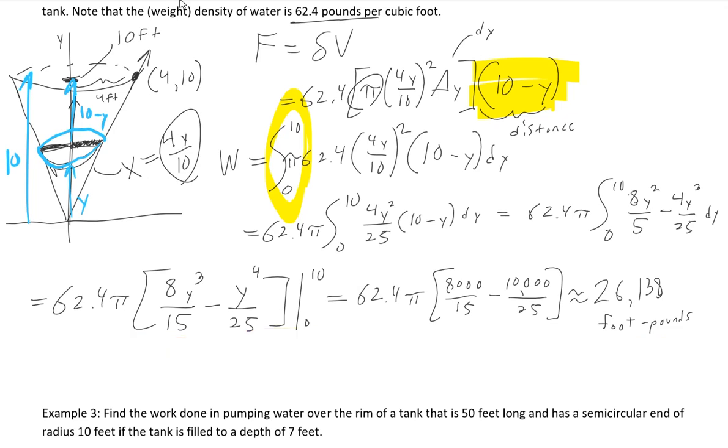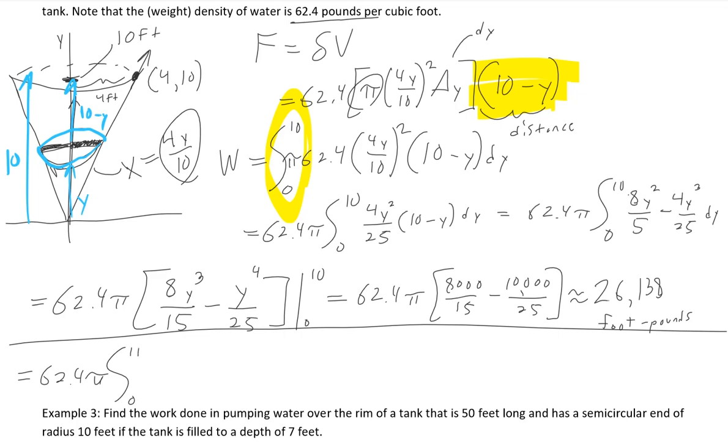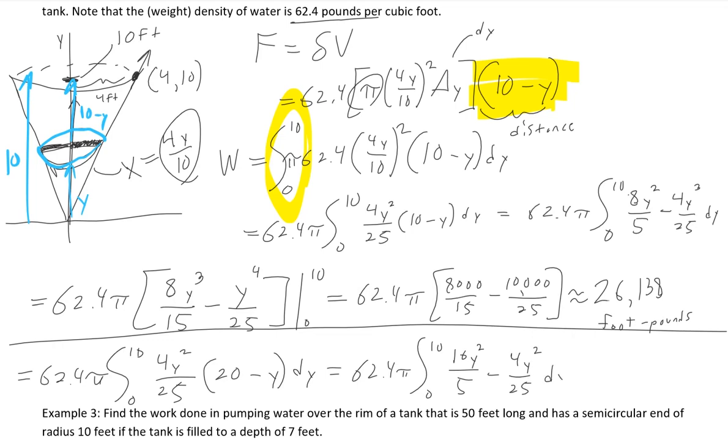Let's erase that. For the second part of that question, I would have 62.4 pi from 0 to 10 of 4y squared over 25 times 20 minus y dy, which would be 62.4 pi from 0 to 10 of 4y squared times 20. Again, the 5 should cancel and there's a 4 left over. So that's 16y squared over 5 minus, in that case, 4y squared over 25. So it really just multiplies that part by 2. That's all it does.